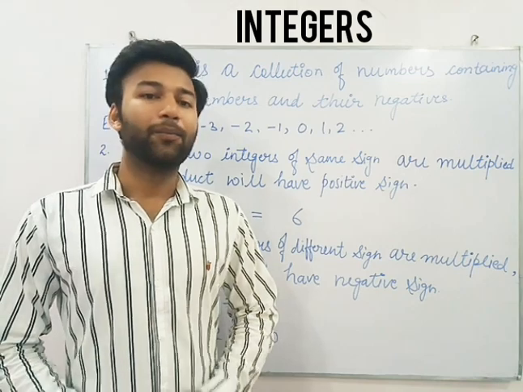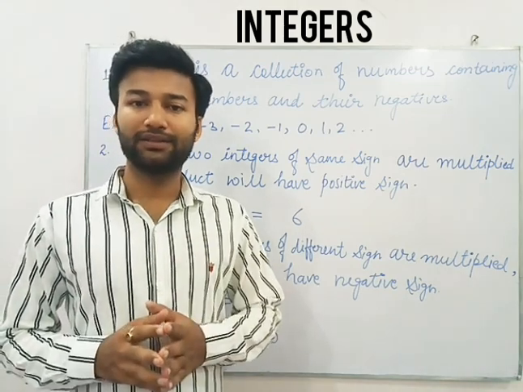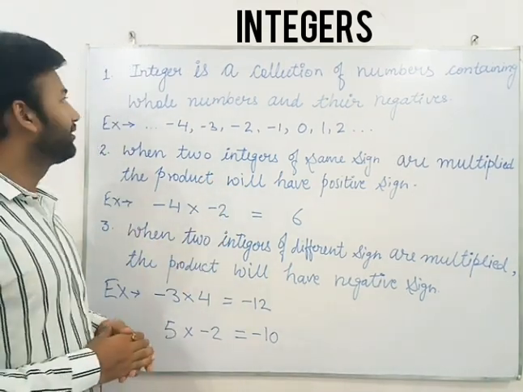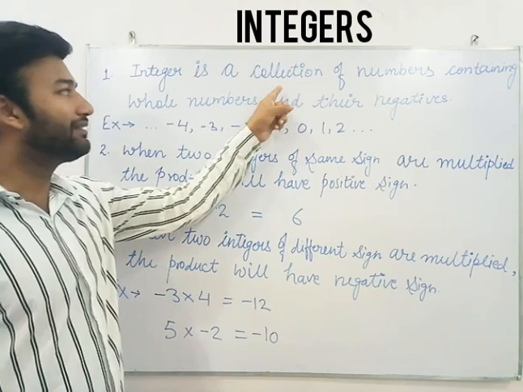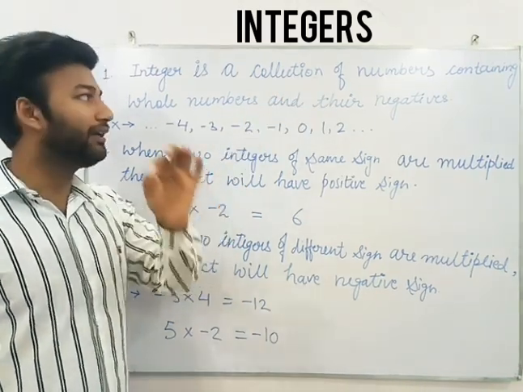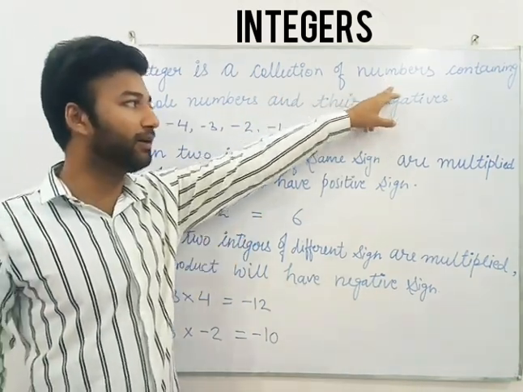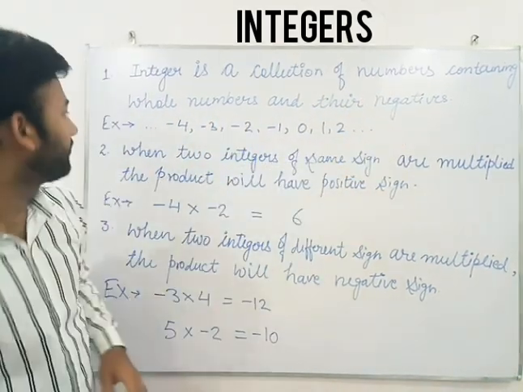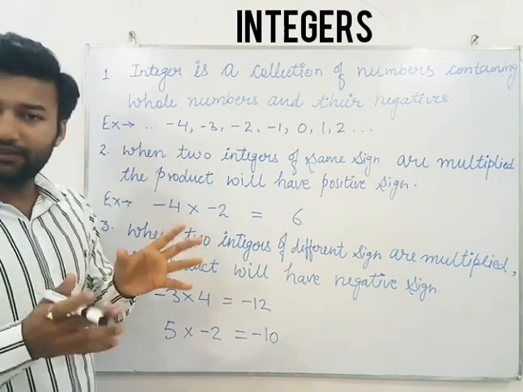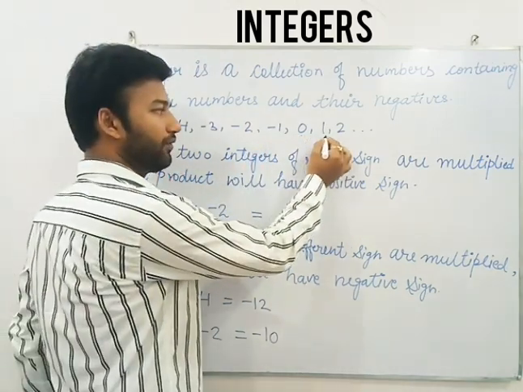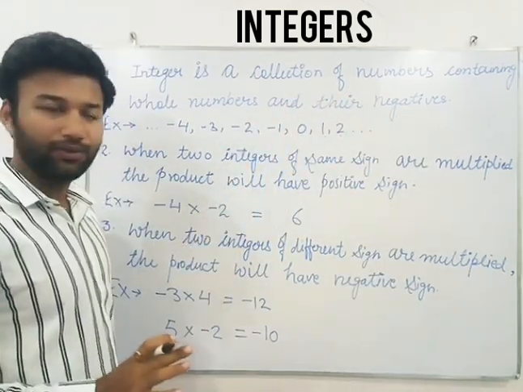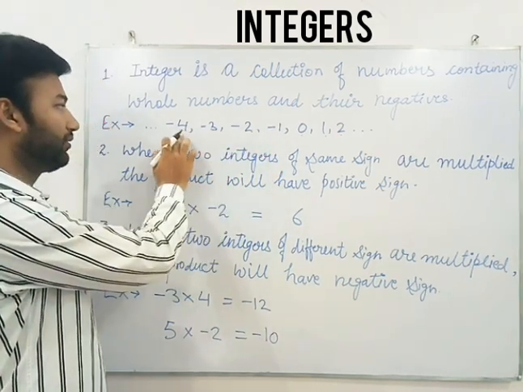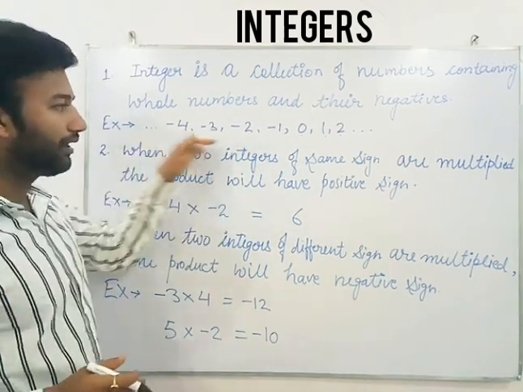Welcome back everyone. Before starting the new topic, first we will do a quick revision of the chapter Integers. So a few points are there. The first point: integers are a collection of numbers containing whole numbers and their negatives. Whole numbers are 0, 1, 2, 3 and so on, and the negatives of these numbers are -1, -2, -3, -4 and so on. So they all are integers.